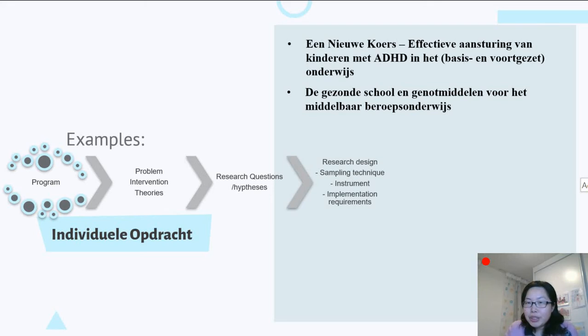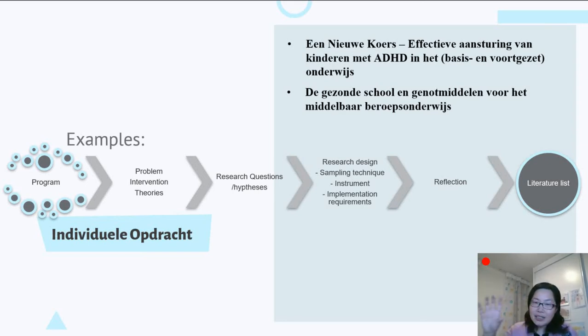Because we are not going to collect the real data, the data analysis part will be skipped. But we can still reflect on what could be the limitation of such a design, and what could be the research significance, so the contribution of your findings. And don't forget, by the end of the essay, you need to attach a literature list. So this is the organization of your individual essay. I hope after this description, you get a better picture of how the individual essay can be organized.